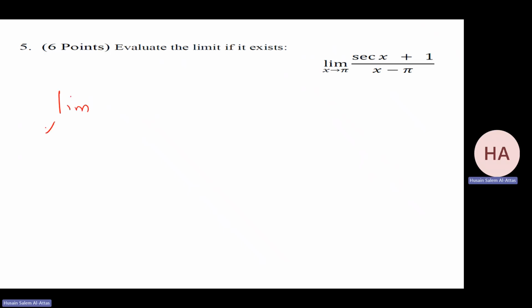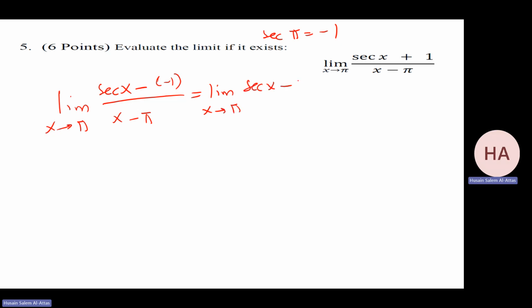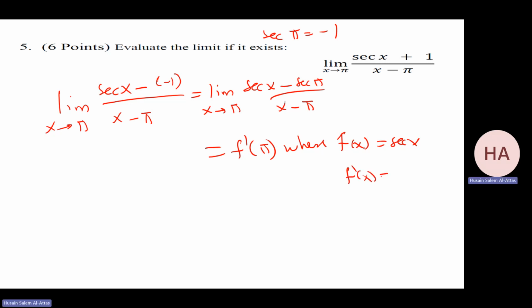Same idea. This is the limit as x goes to pi of secant x minus secant pi. Notice secant pi is minus 1. So this is minus 1 over x minus pi. So it's the limit as x goes to pi of secant x minus secant pi over x minus pi. So that is f prime at pi, where f of x is secant x, and f prime is secant tan. I want f prime at pi, and that will be secant pi times tan pi. Yeah, tan pi is 0, and secant pi is minus 1. So it's minus 1 times 0, which is 0. So this limit equals 0.